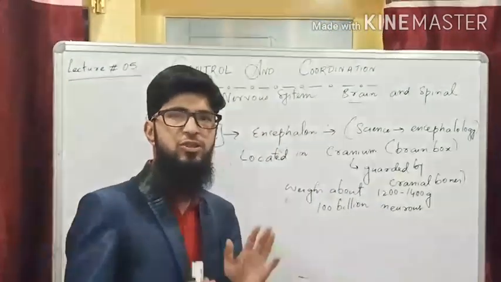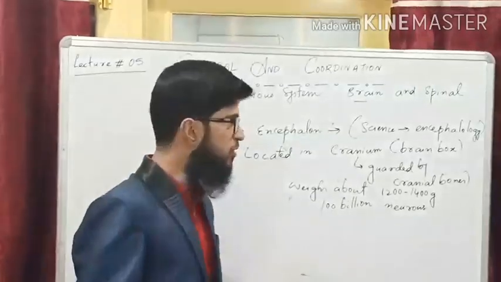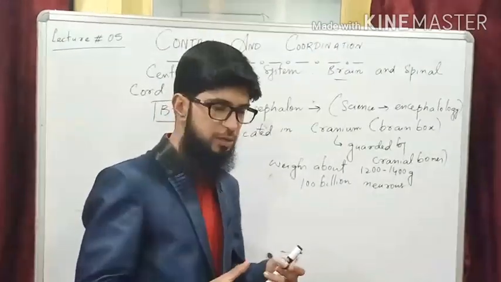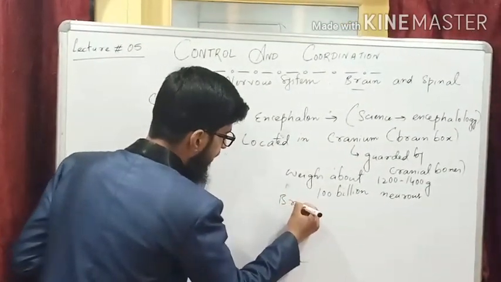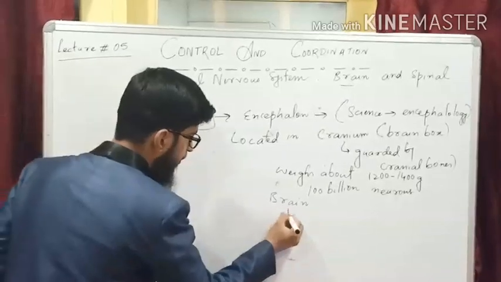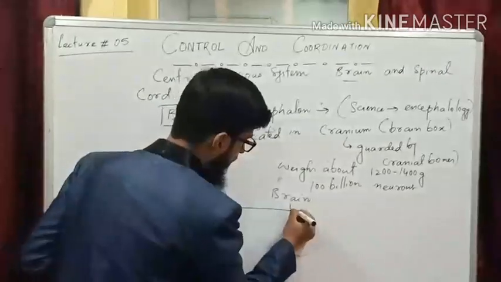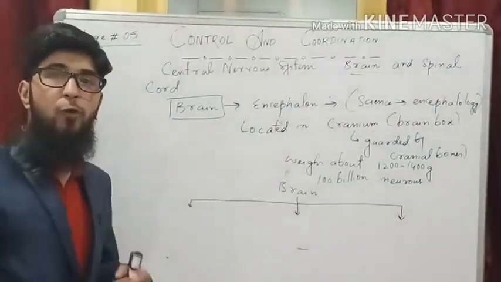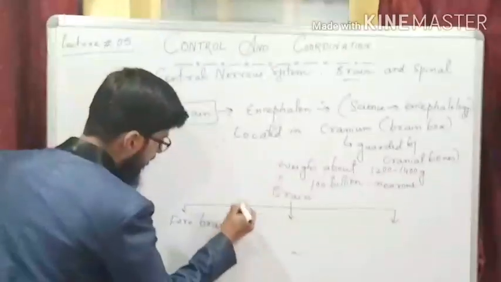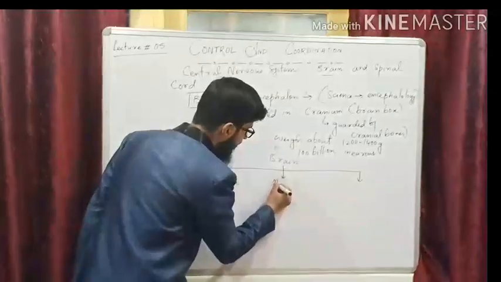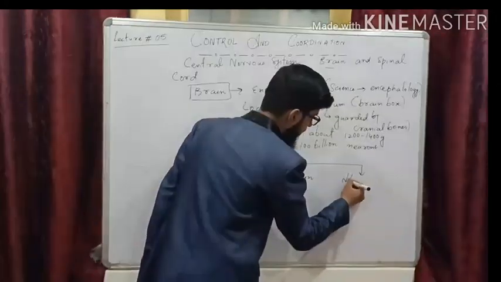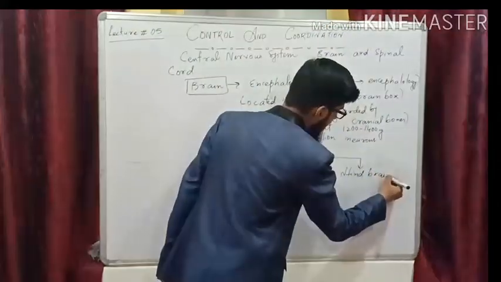Now let's talk about the structure of the brain. Structurally, it is divided into three main parts. These three parts are the forebrain, the midbrain, and the hindbrain.